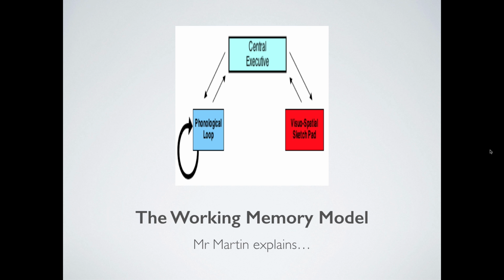Now, today, looking at the second of our theories, the second model into memory, this time the working memory model. So remember, last time we looked at Atkinson and Shiffrin 1968, the multi-store model. This one, a little bit more elegant. It tries to account for some of the things that the multi-store cannot.